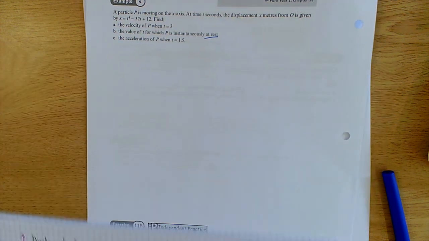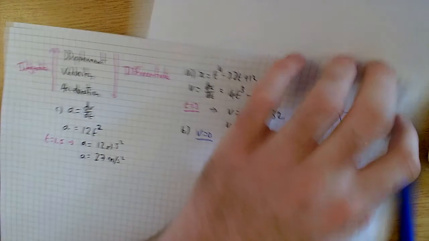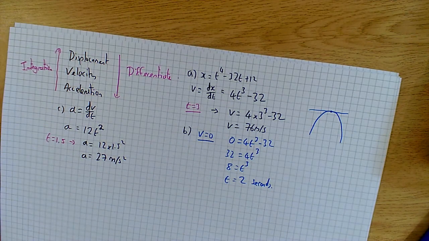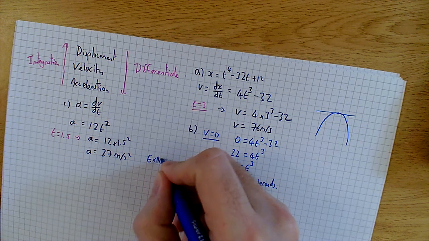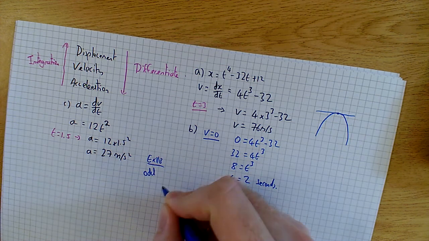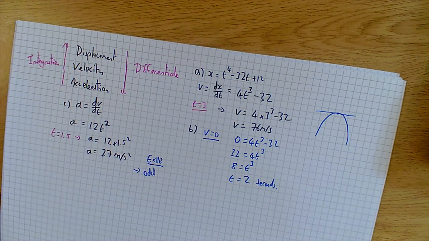Okay, and that's it actually for this lesson. It's just a single example. So what we're going to do is we're going to do exercise 11b. There's plenty of questions to do there, but I would recommend that you just do in that exercise the odd questions. If you feel like you need a bit of extra practice, have a go at the even ones as well, but for now just have a go at the odd questions.